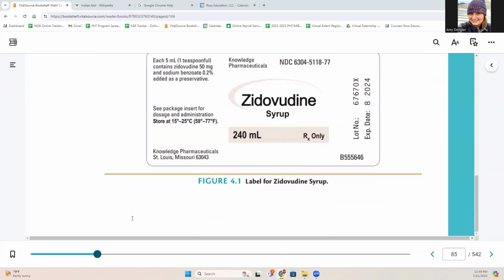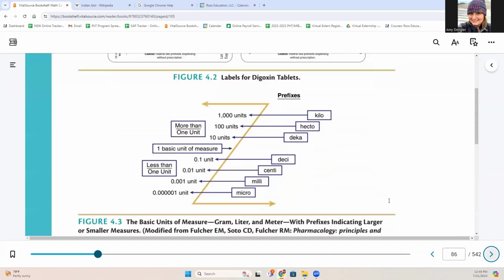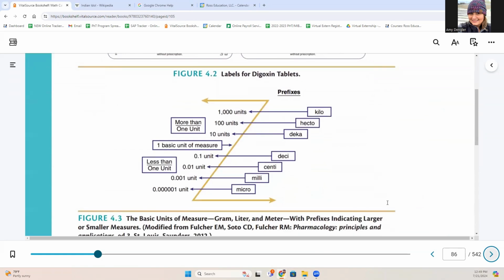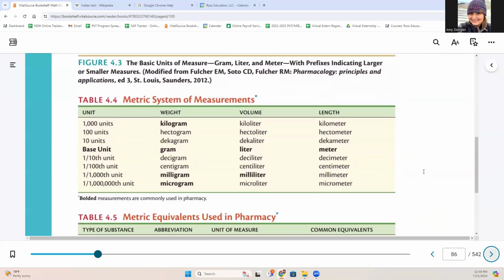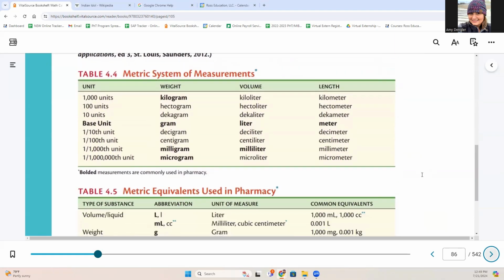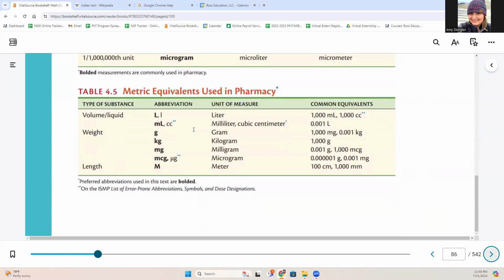There's the label for the zidovudine. The digoxin labels. Great. And then here is figure 4.3, where they're explaining the indicating of larger or smaller measurements. And then table 4.4, we have the metric system of measurements with their units. And then we have table 4.5, which has metric equivalents used in pharmacy.